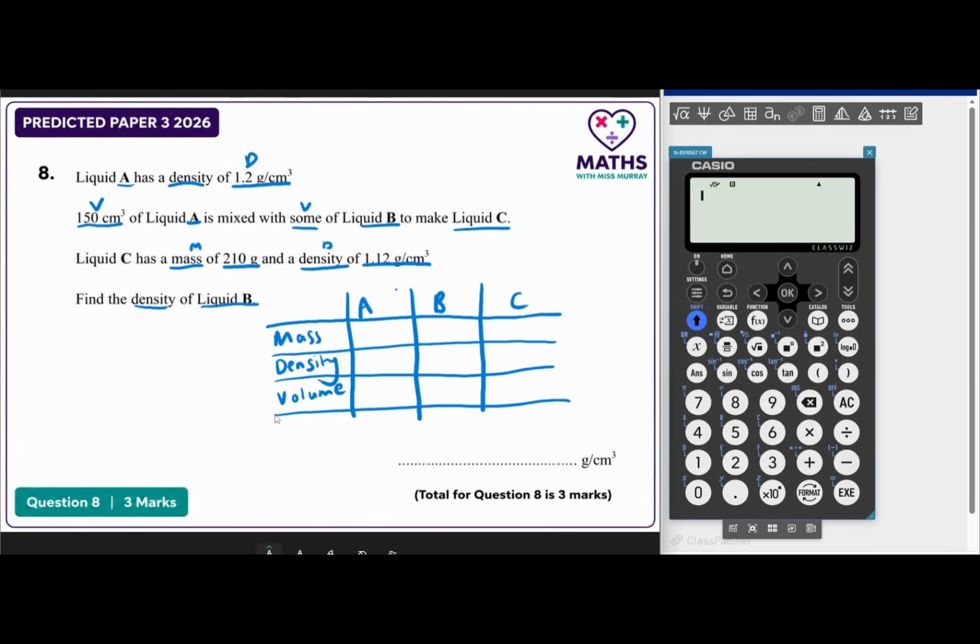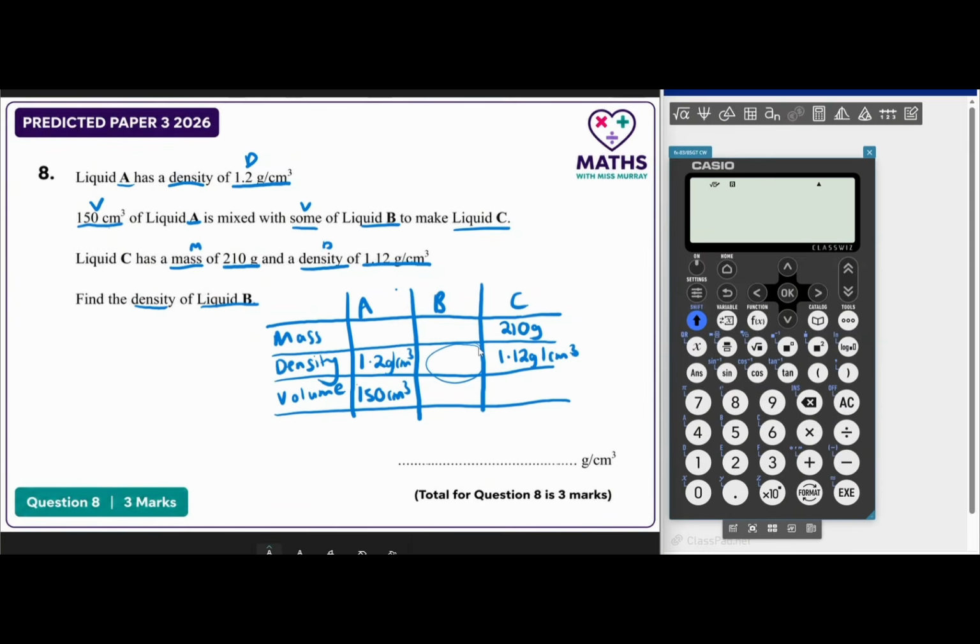So let's do it bit by bit. Liquid A has a density of 1.2 grams per centimetre cubed. You can just put 1.2 if you want to in there. 150 centimetres cubed of liquid A, so we know the volume of liquid A is 150 centimetres cubed, is mixed with some of liquid B, so I don't know the volume of liquid B, to make liquid C. Liquid C, we know, has a mass of 210 grams and a density of 1.12 grams per centimetre cubed. Find the density of liquid B.